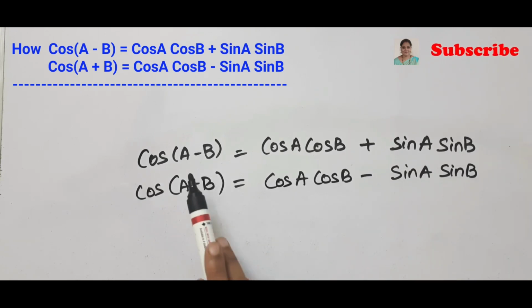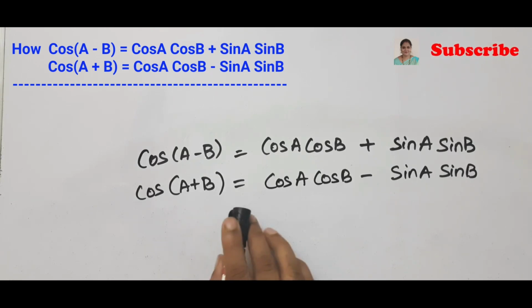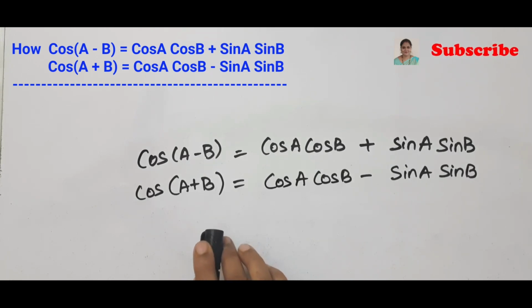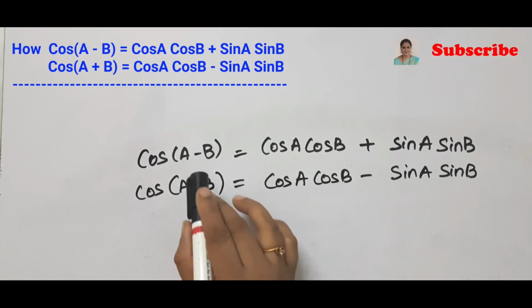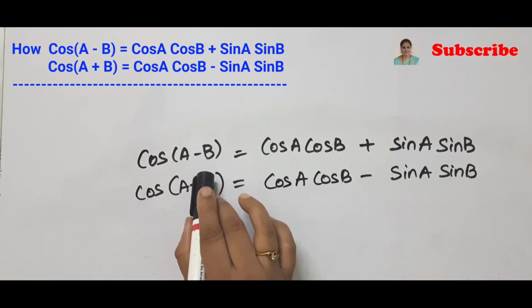Here a and b are two angles. When you find the difference of two angles or the sum of two angles, then those two angles are termed as compound angles. So we are going to study about the cosine of compound angles. That is, we are going to study about the cosine of the sum of two angles, that is a plus b, and the cosine of the difference of two angles, that is a minus b.